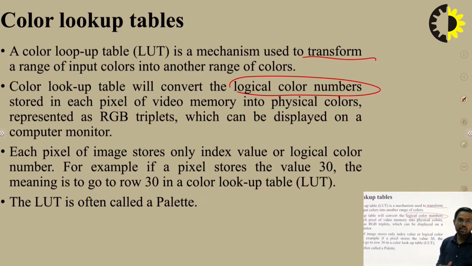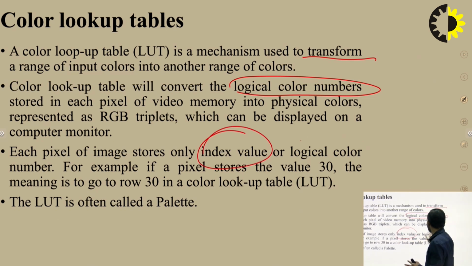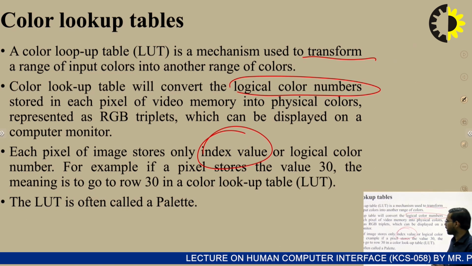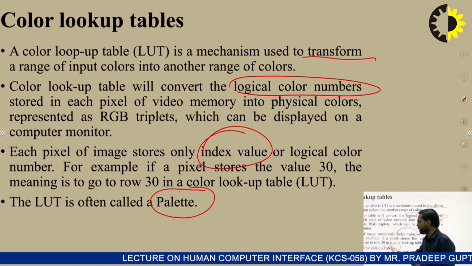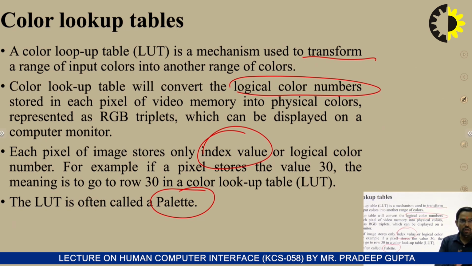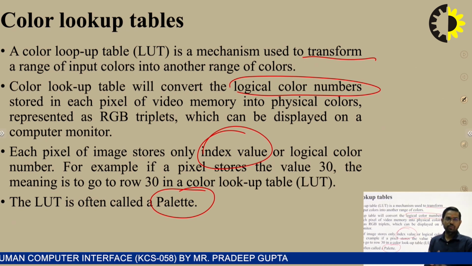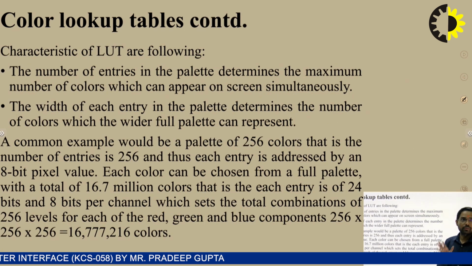So each pixel of the image stores only the index value, or the logical color number. For example, if a pixel stores the value 30, it means go to row number 30 in the color lookup table. We can call the LUT the palette. In this palette, all the information about the colors is stored in table form, at particular numbers.